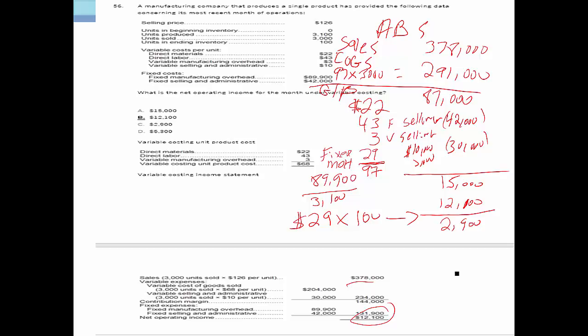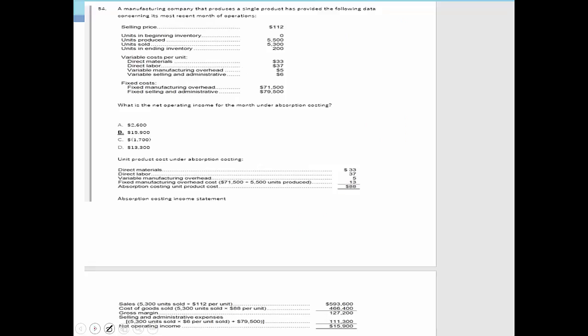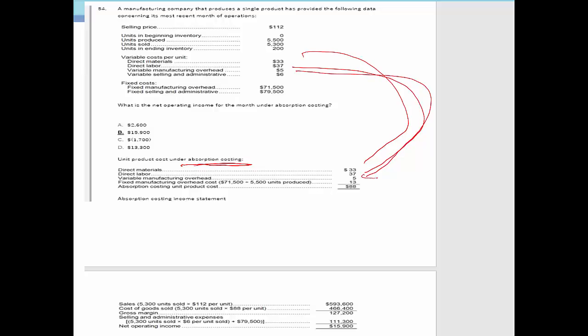Okay. That one went a little smoother. Let's take a look at this one now. And this one wants to know what is the operating income now using what? Using absorption. And so we pick up what? All of our variable costs. We know we got to get those. And then we have to get the what? Fixed manufacturing, which they pick up the fixed manufacturing cost, divide that by the number of units produced. That gives me my fixed manufacturing. That gives me this $88, right?